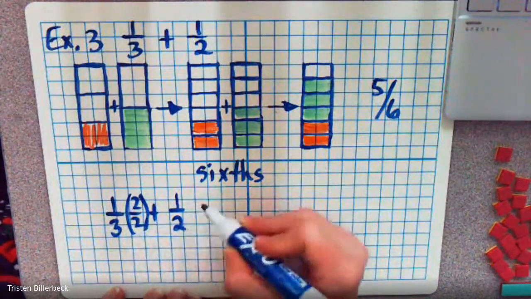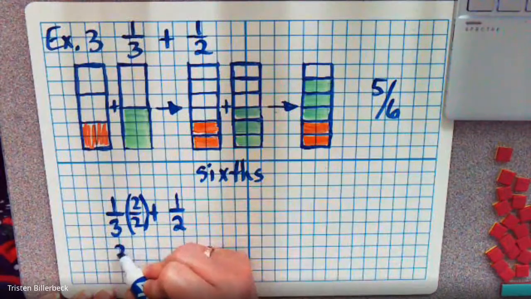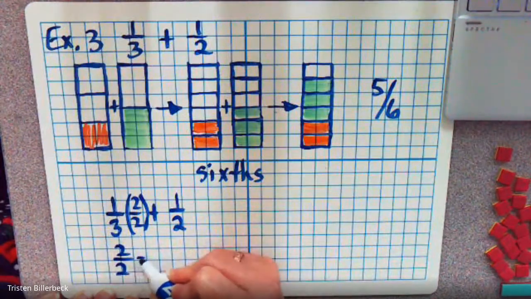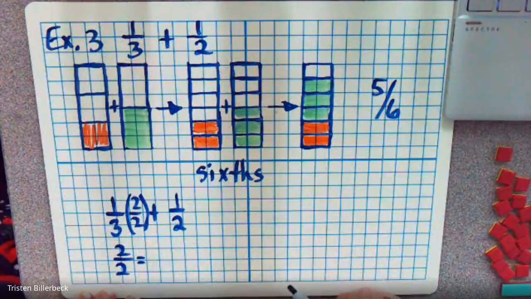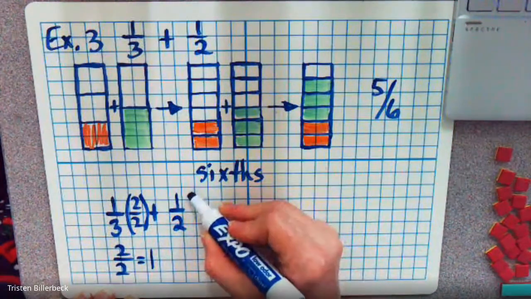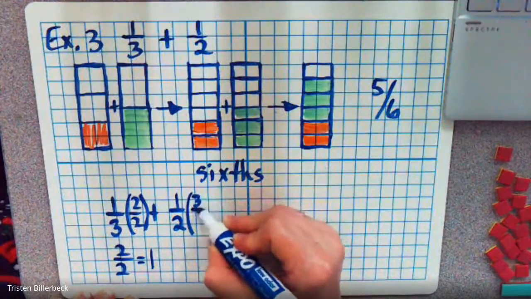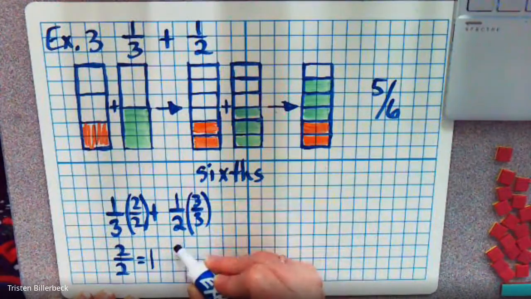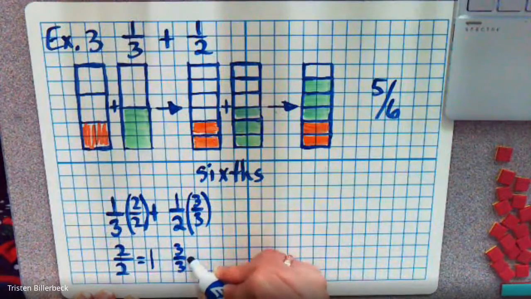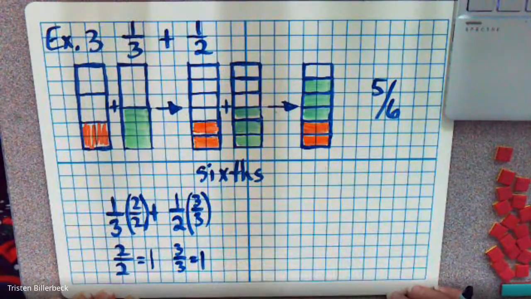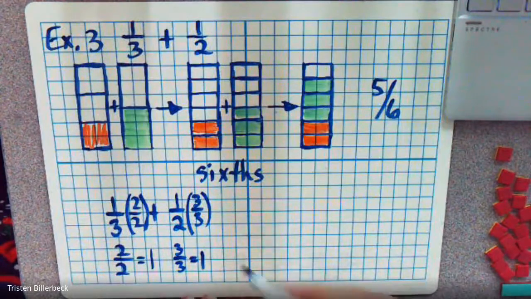You might say, wait a second, Miss Billerbeck, why are you just messing with that problem? Well, what is 2 over 2? It is 1. So now I'm going to put 3 over 3 here. And 3 over 3 is also 1. So I haven't changed the equation. I haven't just made it into whatever I want. I'm just changing the name of the denominator so that they can be compared.